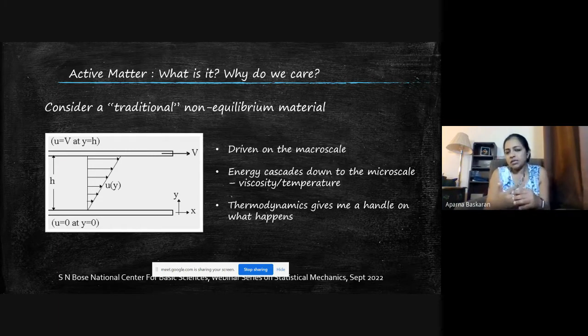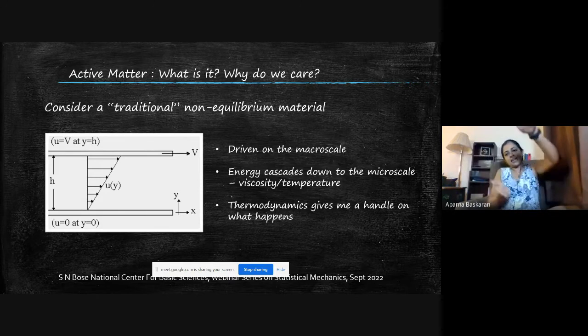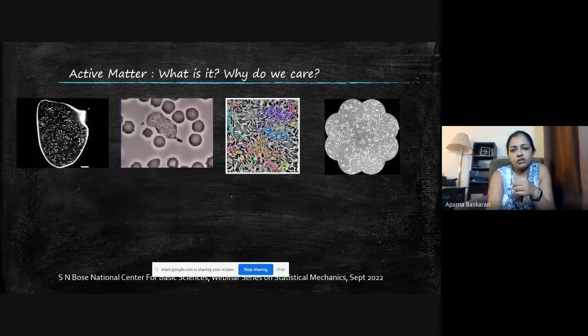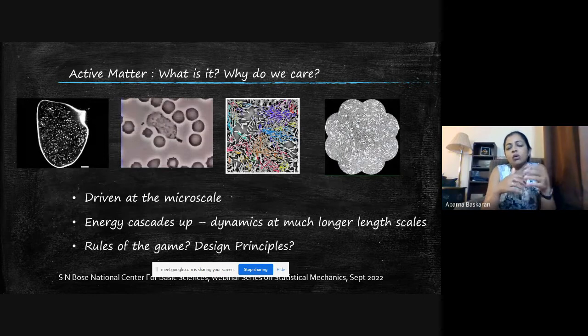And what happens in this system is that the energy cascades down. I drive it at the longest length scale, and the collisions among the molecules cascade the energy down to the microscopic length scale in the form of temperature. And thermodynamics gives me a handle on how to think about this and how this actually happens. All of our considerations that come from a standard thermodynamics course that we learn are associated with systems such as this one.